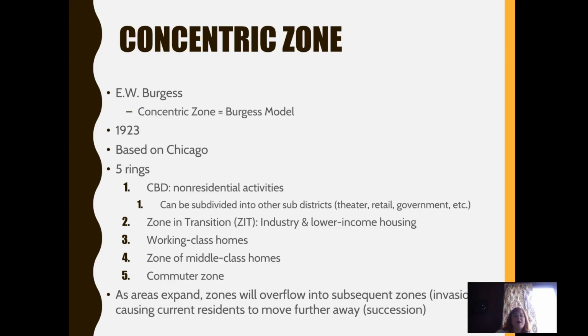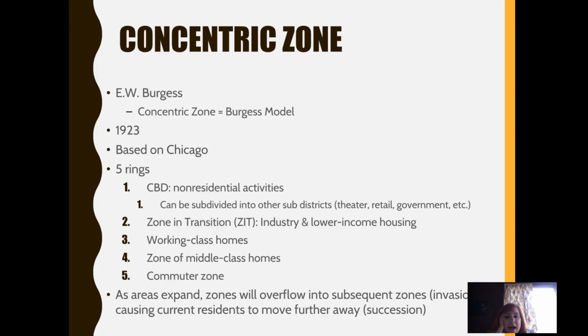All right, so concentric zone model developed by Burgess in 1923. This is based on 1920s Chicago. It has 5 rings. The first ring is the CBD. The second one is the zone in transition, which is industry, lower income housing. So typically, before the 1920s, high income housing would have been close to the CBD. But in North America, around the 1920s, that started to shift, and you didn't want to live next to the factories. You wanted to live further away.